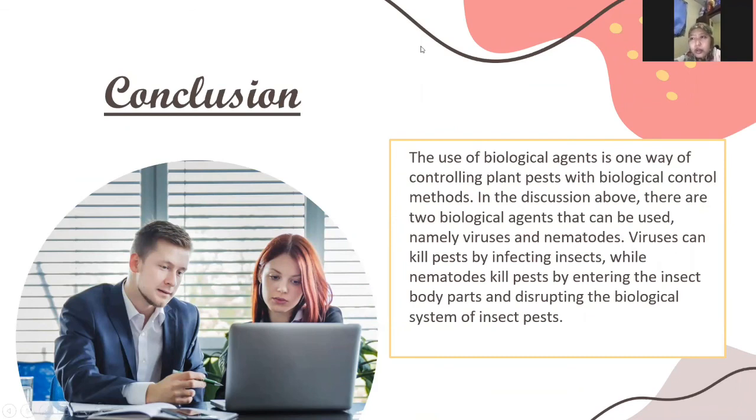Conclusion. The use of biological agents is one way of controlling plant pests with biological control methods. In the discussion above, there are two biological agents that can be used, namely viruses and nematodes. Viruses can kill pests by infecting insects, while nematodes kill pests by entering the insect's body and disrupting the biological system of the insect pests.